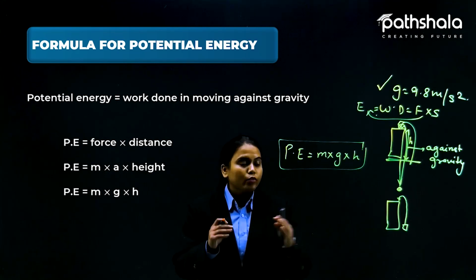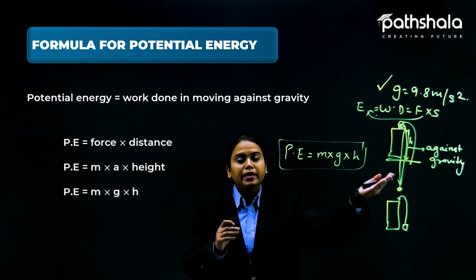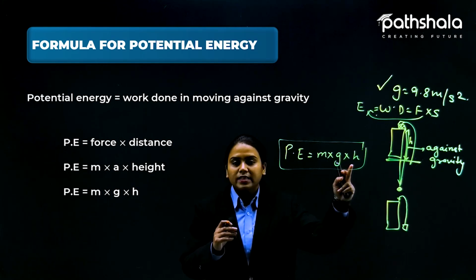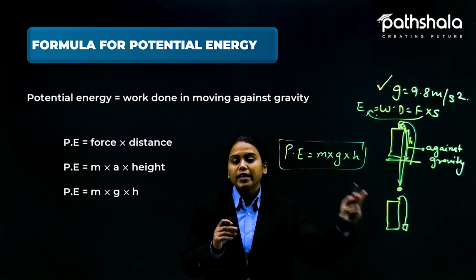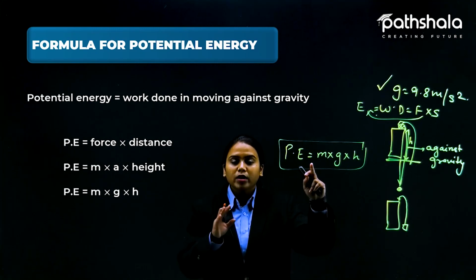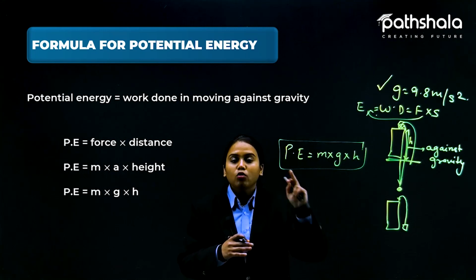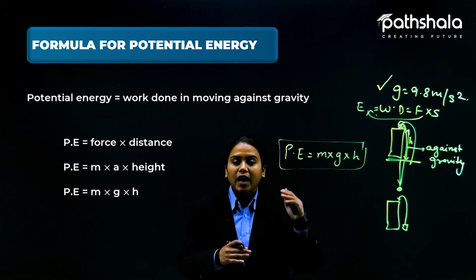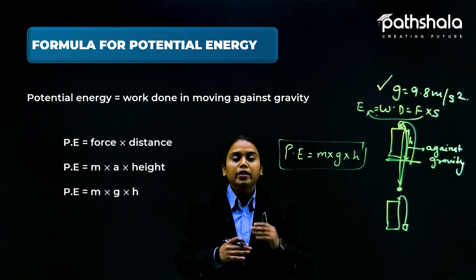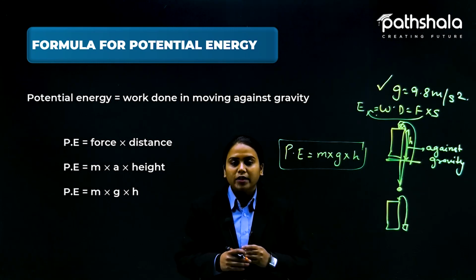But whenever you need to find it with the height factor, h is here, so you can put the height. m is the mass of the object, so you can put m, and g is the gravity part. So for a change of height, that is the position, you can use this formula to find the potential energy.